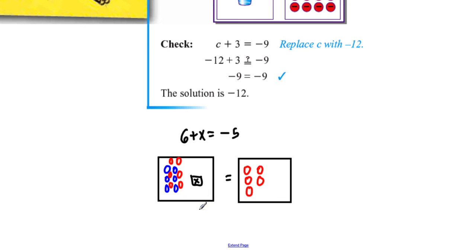Okay, and again, whatever we do to one side of the equation, we need to do to the other side. So what we did here is that we have now 6 plus negative 6 plus x is equal to negative 6. Remember, we added negative 6 here, so we add negative 6 counters again. 1, 2, 3, 4, 5, 6. Okay, plus negative 6 right here.